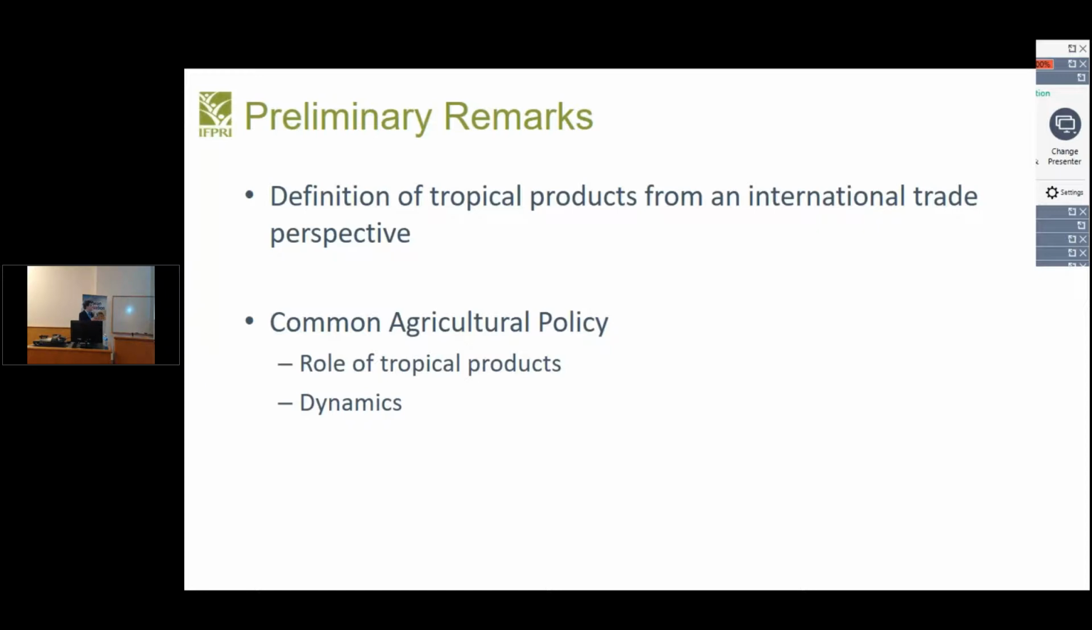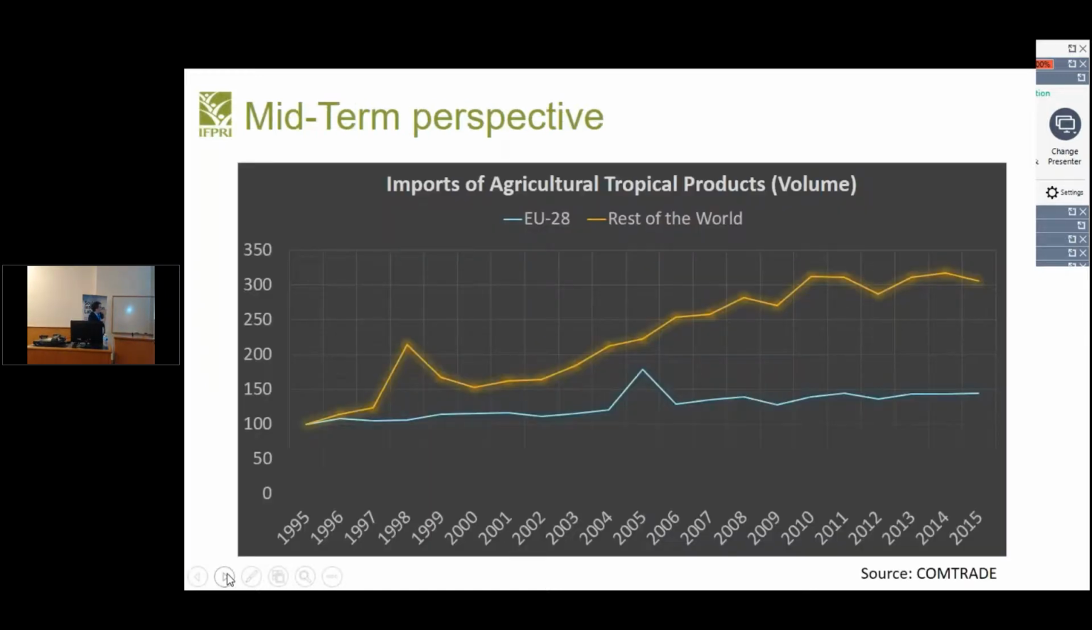Here, in volume, is the evolution of imports of agricultural tropical products. The orange line is the world without the EU, and the blue line is the EU. You see that we have two different dynamics. The European Union is basically a stable market, with not so much demographic growth and not so much economic growth.